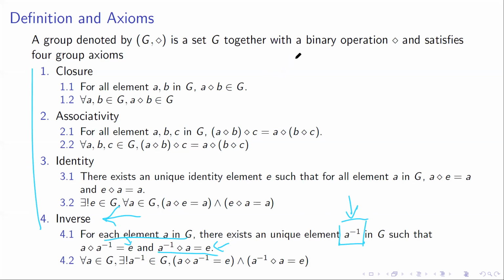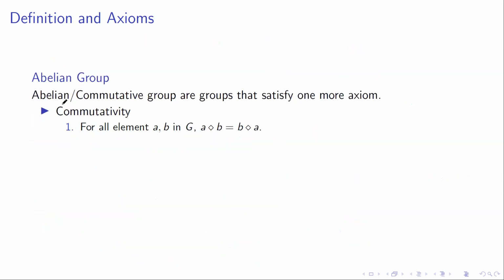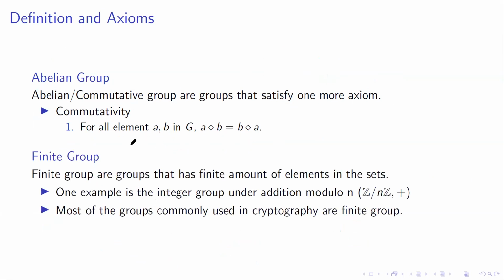Note that we do not need to have the commutative property. The commutative property is the fact that a diamond b is equal to b diamond a. This property does not have to be satisfied in a group. If the group satisfies this property, we have another name for it, which we will see later on: the abelian group. If the group is commutative, we call it an abelian group. An abelian group is basically a group that satisfies one more axiom, which is the commutative property. Yep, we also have the finite group.